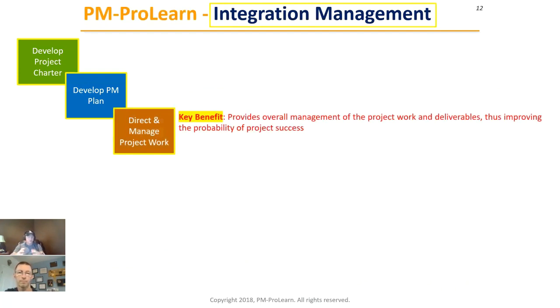This is you controlling the different aspects of the project, not micromanagement, just controlling the different aspects of the project, wrapping your arms around it to ensure that everything goes well together and everything integrates well together for project success. And this is brown because that's our color for executing here at PM-ProLearn.